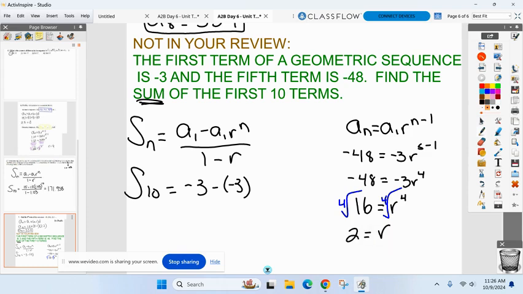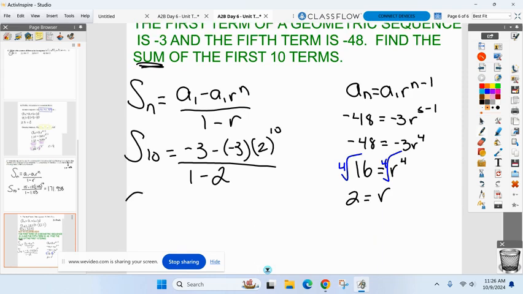Okay, so now you found your R value. Go back to our sum now. Plug in 2. What are we raising it to? 10th. 1 minus 2, be careful. Please use parentheses tomorrow when you type all this in your calculator. Do not do it piece by piece.